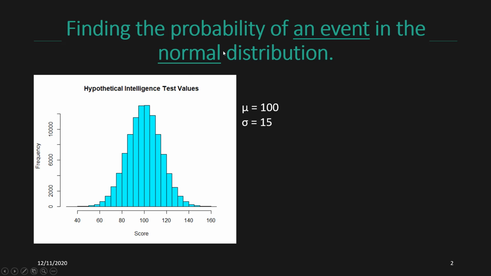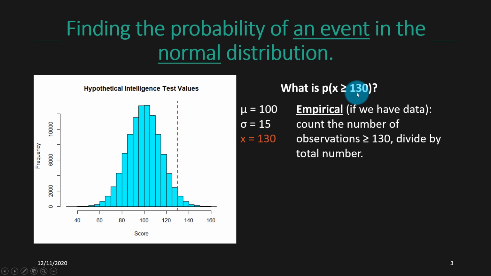But first, let's just think about finding the probability of an event in a normal distribution. So not necessarily a sample mean, but let's just say the probability of getting a certain score. Right? So if we're thinking about intelligence tests, again, they're a nice example because by design they have a population mean of 100 and a population standard deviation of 15. We could ask, what is the probability of having an intelligence quotient greater than or equal to 130 on this specific test? Well, there are a couple different ways we could do this, right?